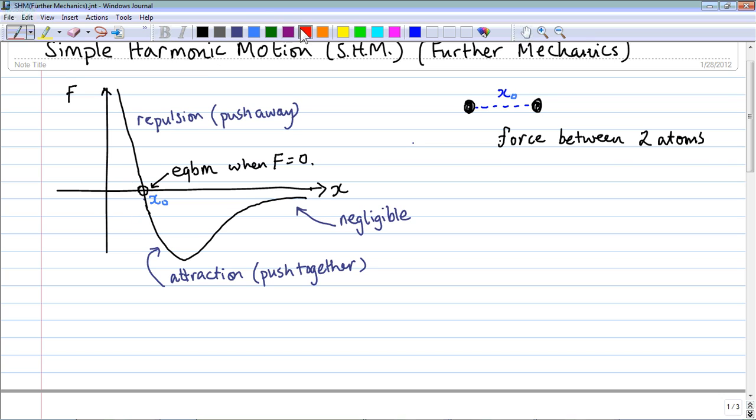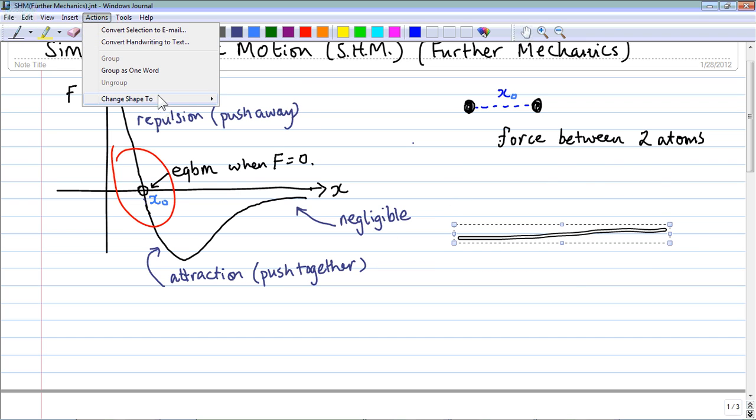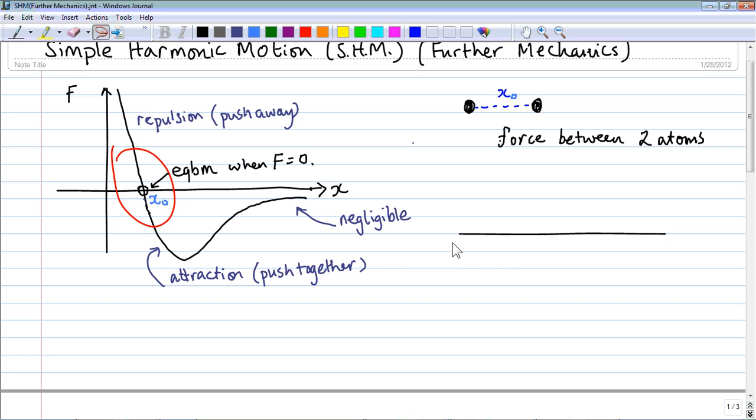Well, let's imagine that we took this part of the graph and we blew it up. In other words, we expanded it. So maybe I've got an x-axis here. Let's make that a straight line. The y-axis will be off here somewhere, but I'll just draw the curve as we see it here in greater detail. So the curve may be like this, with x0 being this point here. This is the x-axis, and this is the force axis up here somewhere.